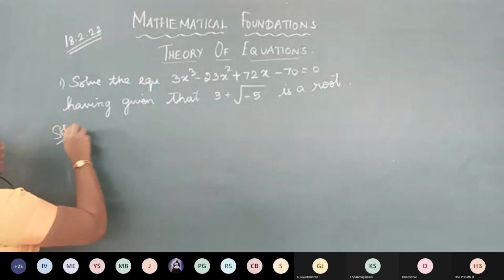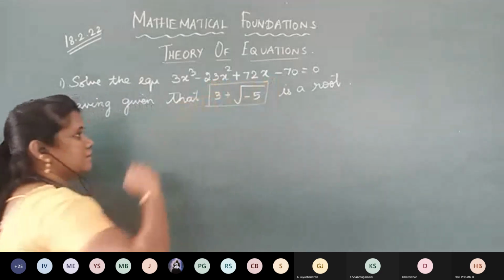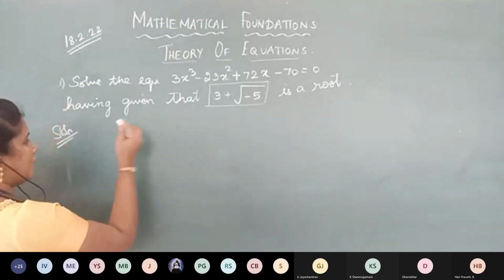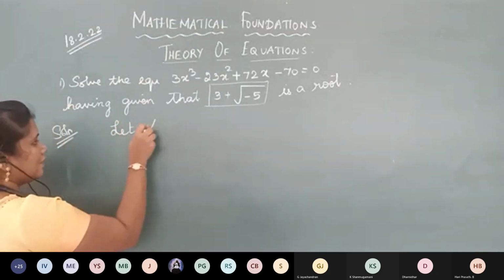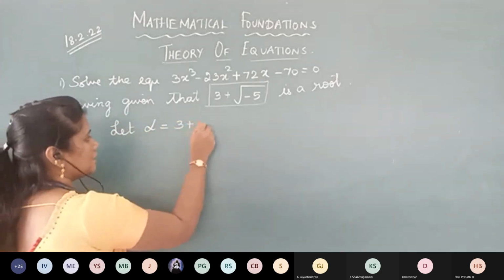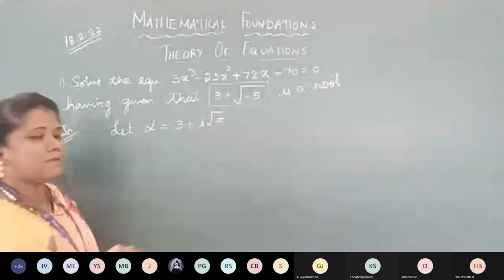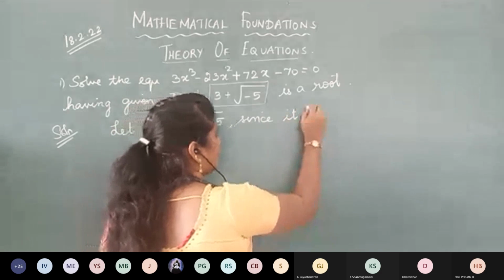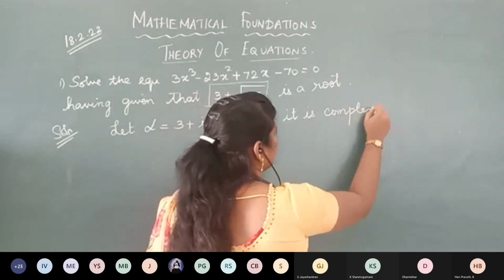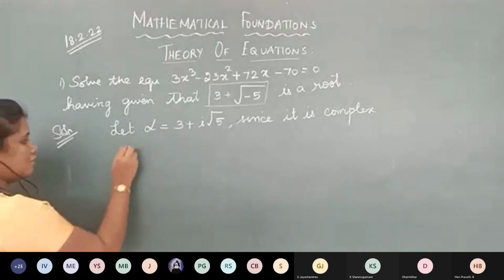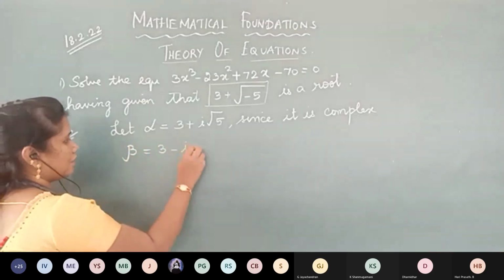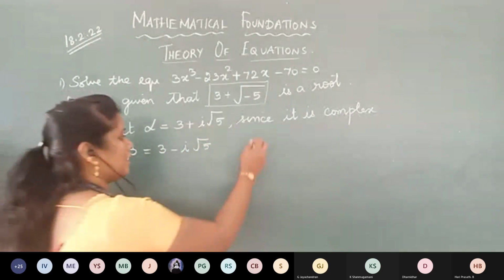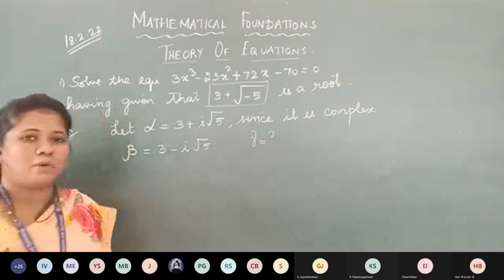So from the question, since it is a complex root, whenever there is a complex root, there is another root that you can find from it. So let alpha be equal to 3 plus i root 5. Since it is a complex root, you can write beta to be 3 minus i root 5. Next, you have to find out another root, that is your gamma.